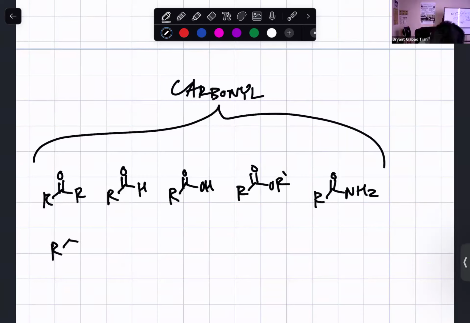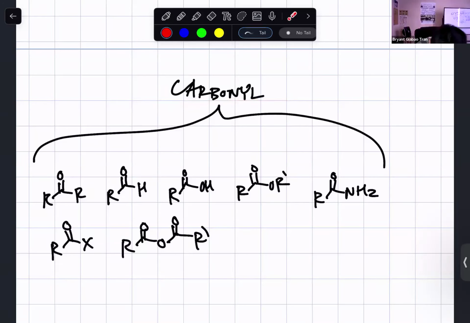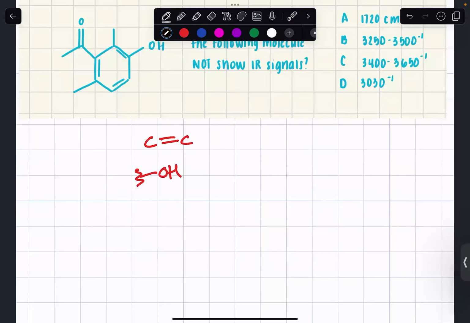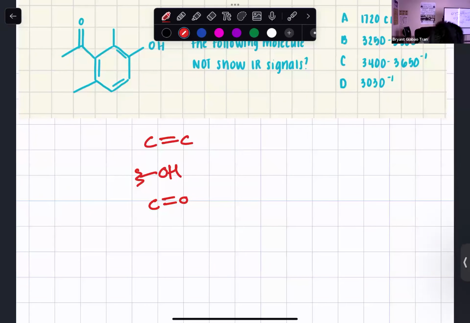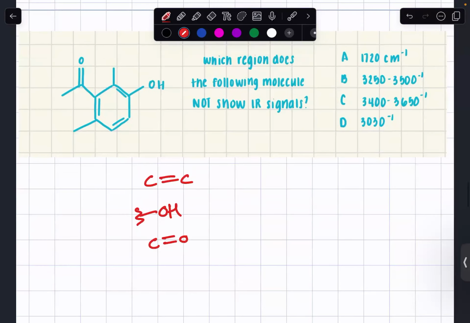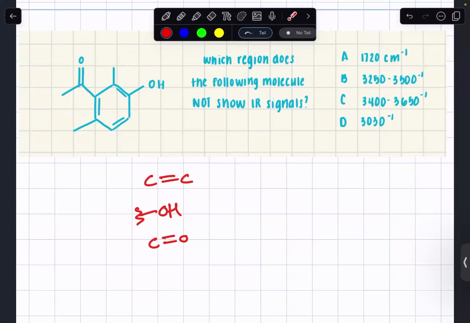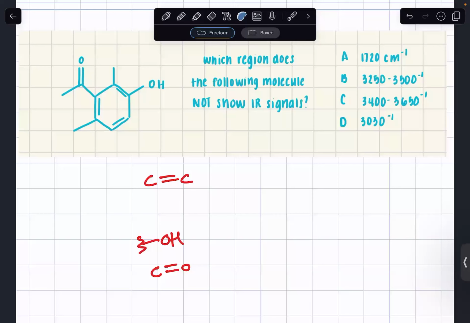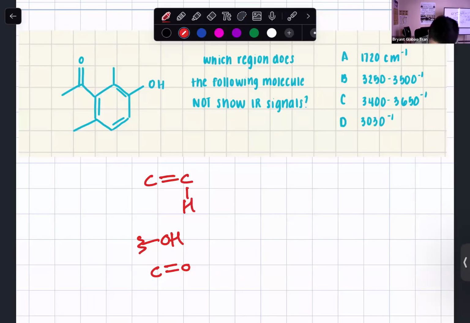You could also have an acid halide or anhydride. There's a lot of carbonyls that you can have. Carbonyl is just a big general term to represent a lot of functional groups. If we have any carbonyl, that will still show up in the IR around the same area. And then we also see a hydrogen on the double-bonded carbon, like that.